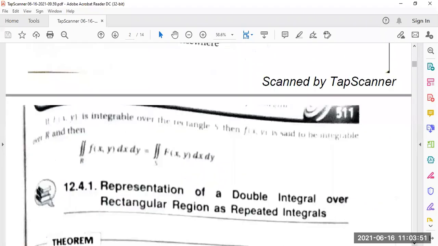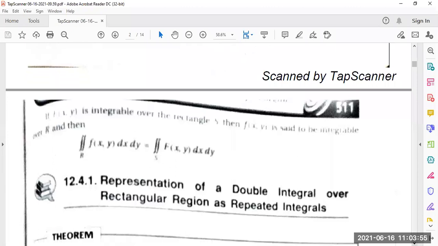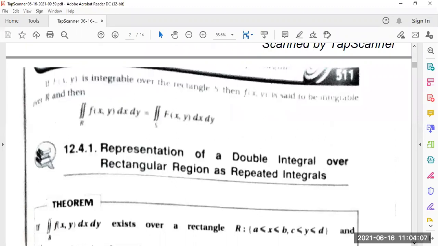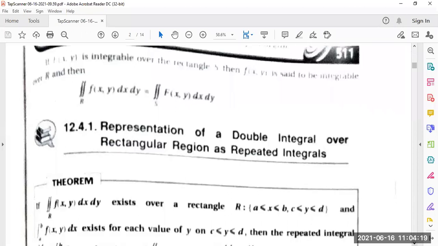If it is integrable over the rectangle S, then f of x,y is said to be integrable over R, and then the double integration over R of f of x,y dx dy equals the double integration over S of f of x,y dx dy. Now at first we have to check that the given function is integrable over R, then it is integrable over S.